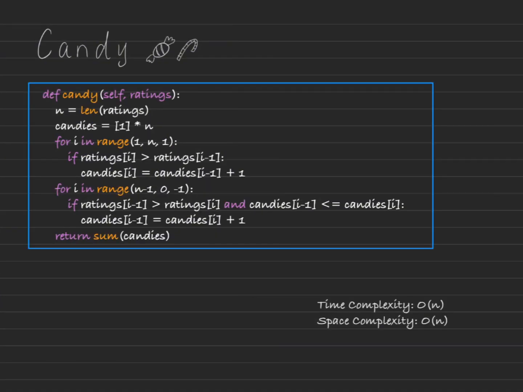This is the pseudocode in Python. We first initialize the list, then we conduct the forward pass and backward pass, and in the end, we sum the array. The final time complexity is O of n, and the space complexity is also O of n.